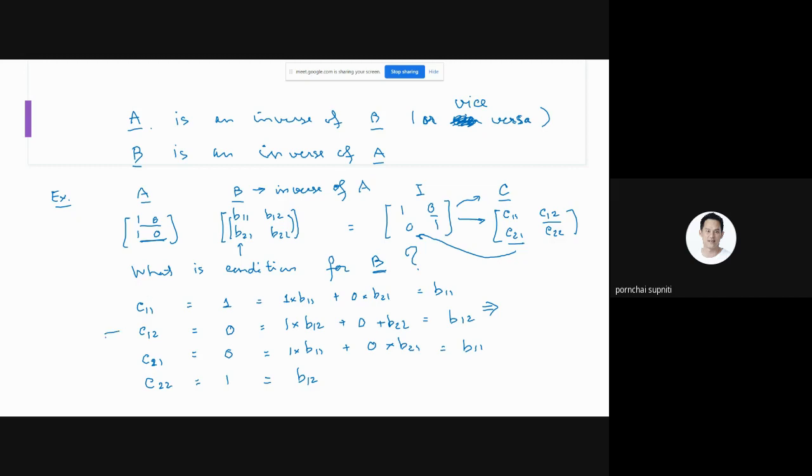Let me do this on this side. I have more space here. So from these 4 lines, you notice that from the result, we get that B11 has to be 1. B12 has to be 0. And what are the remaining elements in B? What do you think?